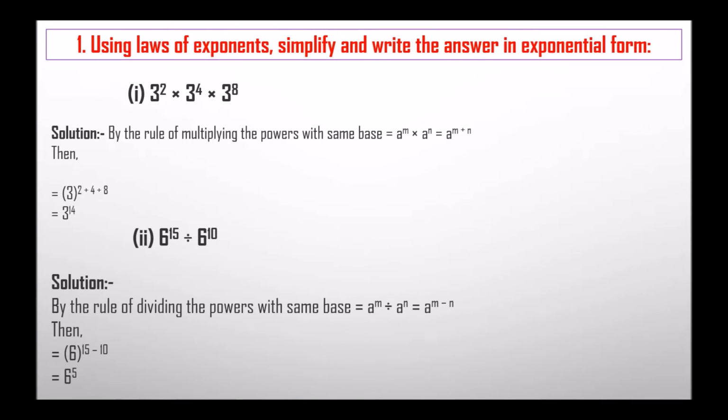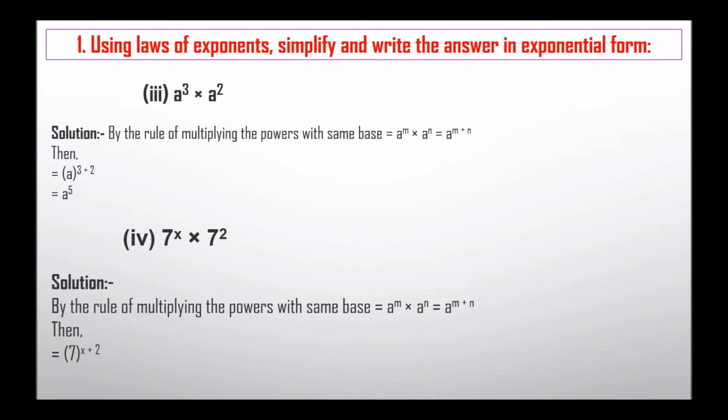3 square into 3 raised to 4 into 3 raised to 8, by the rule of multiplying the powers with the same base, so 3 raised to 2 plus 4 plus 8, that is 3 raised to 14. 6 raised to 15 divided by 6 raised to 10, by the rule of dividing the powers with the same base, so 6 raised to 15 minus 10, that is 6 raised to 5.